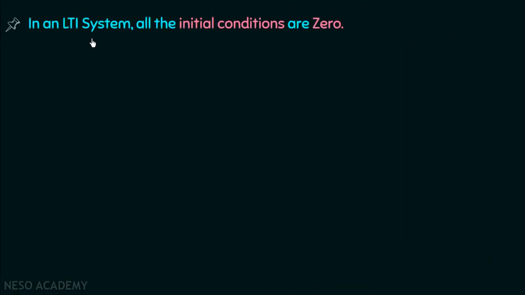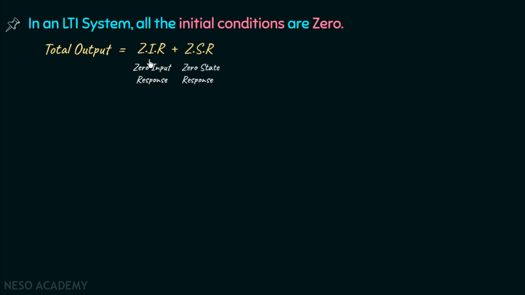The next point of our discussion is that in an LTI system, all the initial conditions are 0. Now this is one of the most important properties in an LTI system. All the initial conditions must be equal to 0. I'll explain what the initial conditions are, but firstly we will understand the reason why the initial conditions must be equal to 0 in the case of LTI systems. So the total output in any system is equal to ZIR plus ZSR. ZIR is the zero input response, and ZSR is the zero state response.